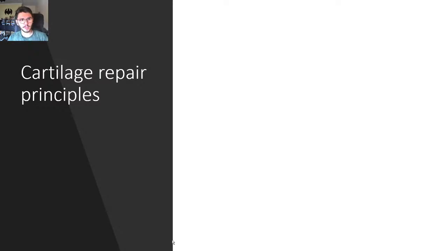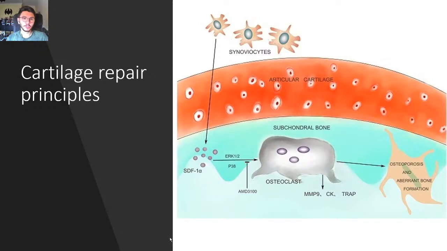So the next step here is cartilage repair. So we're going to talk about some principles of cartilage repair. In order to repair cartilage, you need the injury to go to the subchondral bone. The subchondral bone is the bone that's just beneath the articular cartilage. So what you need is that it has to go all the way like so.